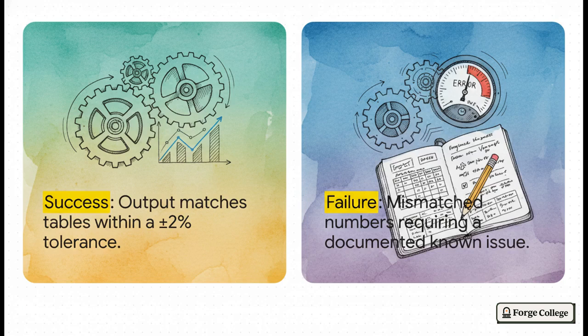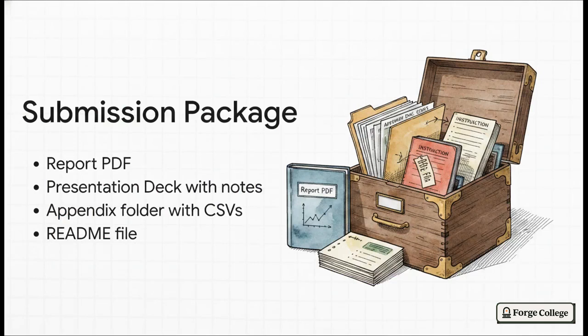Actually, scratch that. In engineering, a documented failure is just data. If you have mismatched numbers beyond that tolerance, you just document the discrepancy transparently. Flag it as a known issue in your method section, explain exactly why it happened, and give your timeline to fix it. Easy. Once you clear that checkpoint, your final submission package should be completely modular.